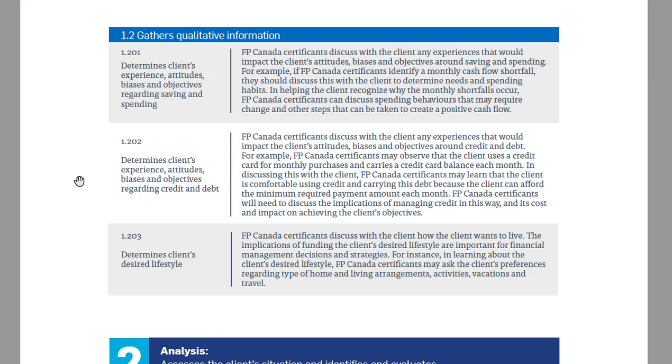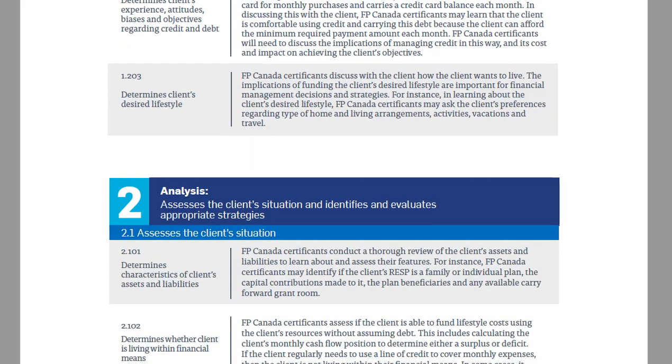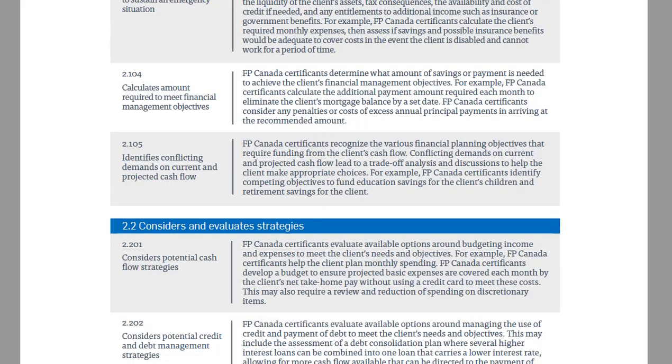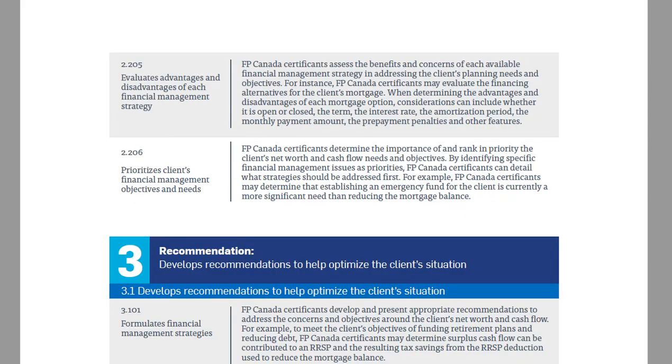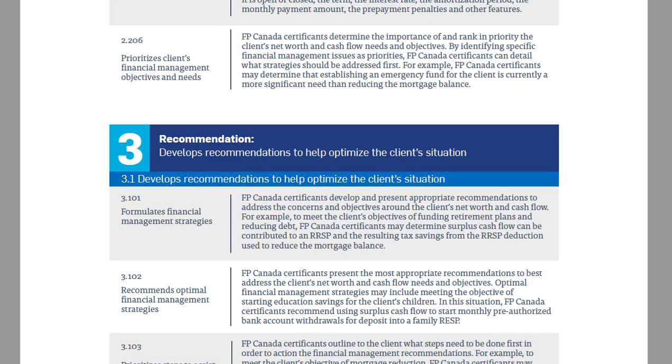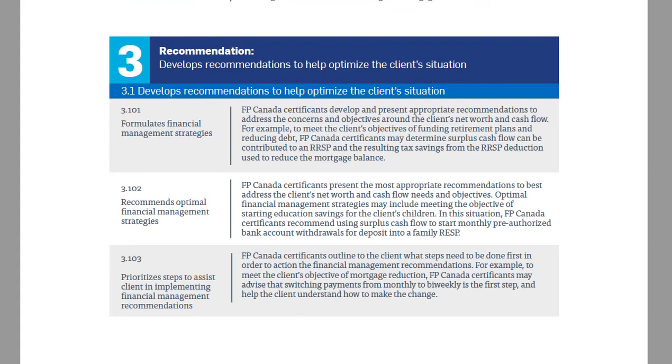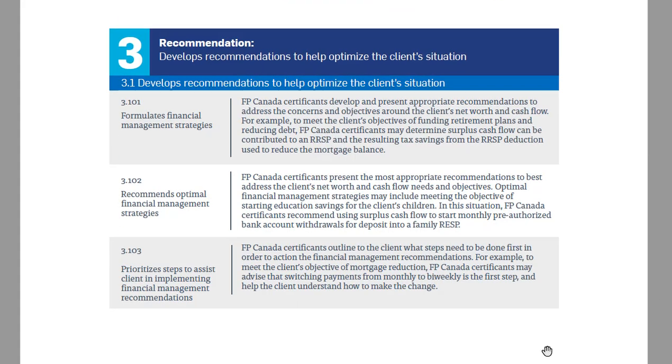So 1.202, attitudes and objectives regarding credit and debt. And finally, determining the client's desired lifestyle. That's what it's all about. FP Canada certificants may ask the client's preferences regarding the type of home, living arrangements, activities, vacations, and travel. And then we get into the analysis, all those elements. And then finally, considering and evaluating the strategies. And then really the key point is that we're getting into the recommendations, okay?